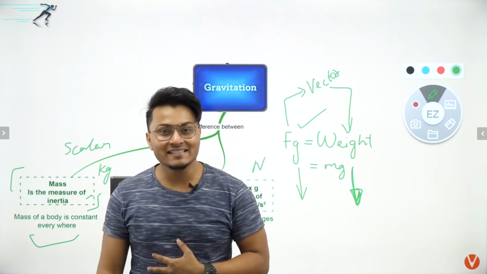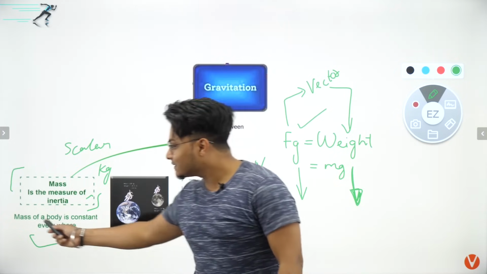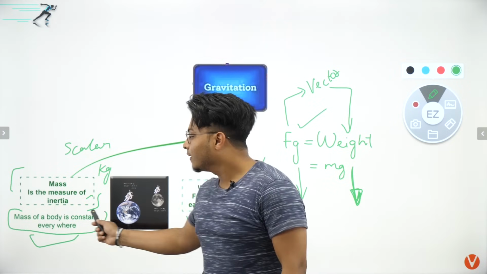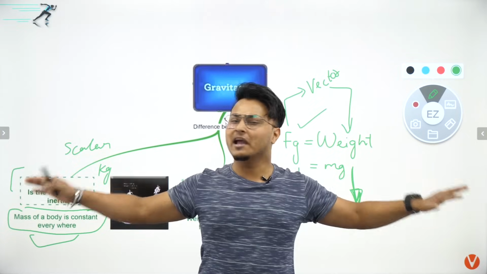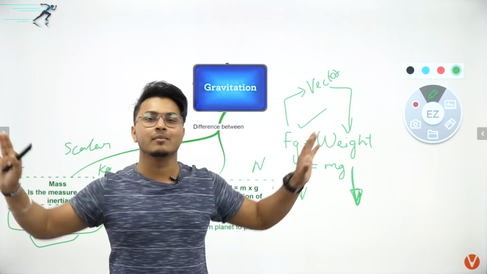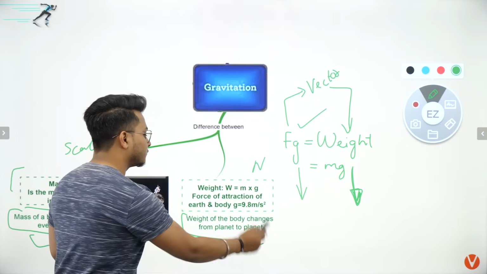सो द अमाउंट ऑफ मास इनसाइड मी एंड द अमाउंट ऑफ माय मास इनसाइड मी ऑन अर्थ एंड मून आर सेम. सो मास इज अ सेम वैल्यू, मास इज अ कांस्टेंट वैल्यू थ्रू आउट द यूनिवर्स. कहीं भी चले जाओ दुनिया में आपका मास सेम रहेगा. ठीक है, कूल. अब आते हैं वेट की तरफ.